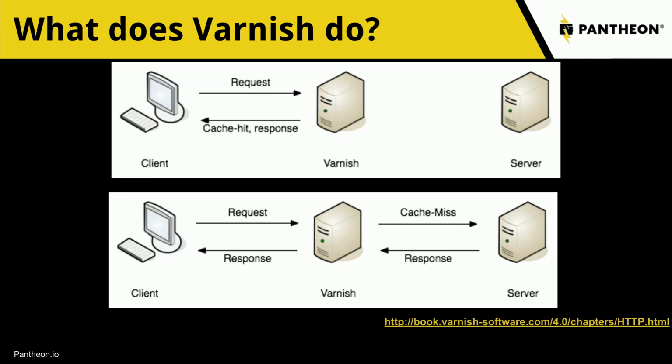Maybe the request, though, is a request that Varnish hasn't seen ever or hasn't seen recently, in which case it goes back to your server, to your Drupal website, and says, I haven't seen a request before for /about, or I haven't seen it recently. Can you build me the /about page so I can then pass it along to the client?